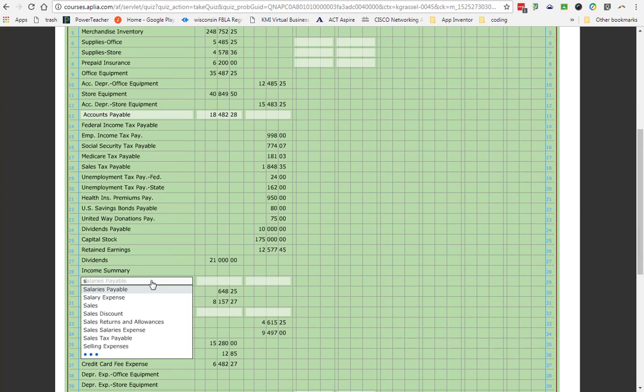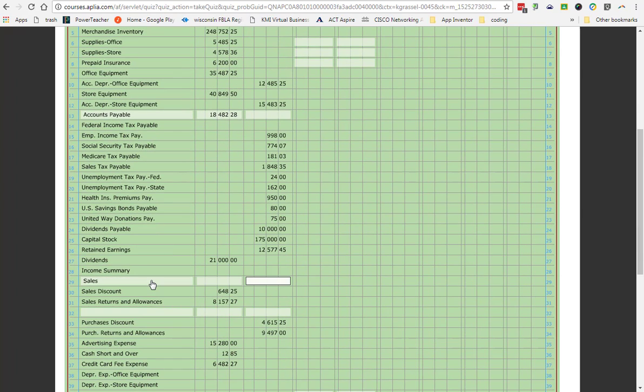Then you'll do sales. Then you'll do purchases. I'm not showing you where I'm putting them on purpose. The next thing you have to do is this will take time. You take out your calculator and you add up your debits. Then you add up your credits. If they don't equal, you add again.